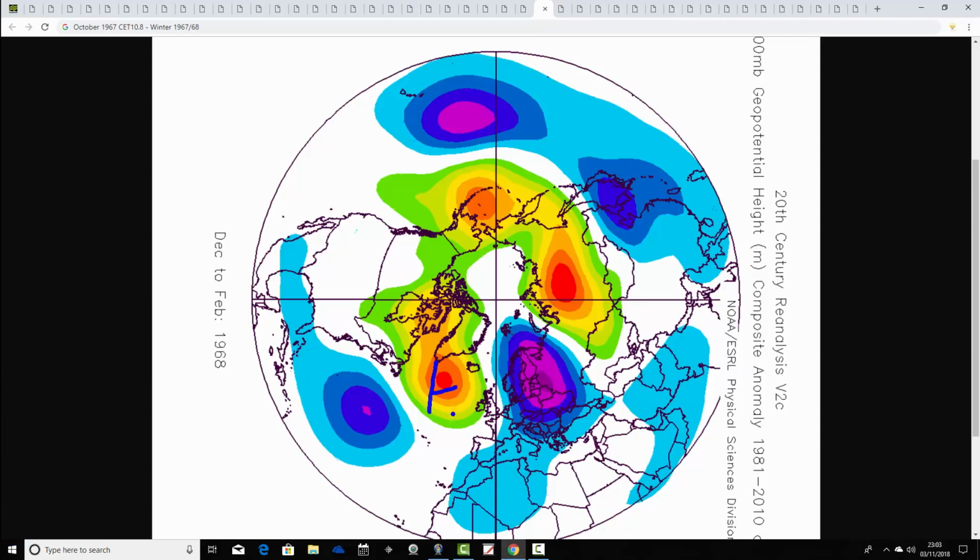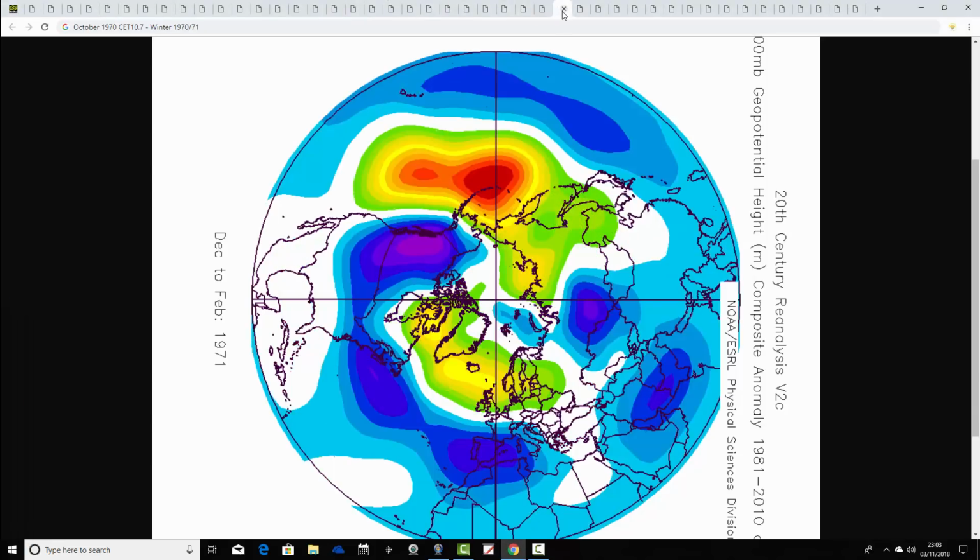Above average heights out to the west and below average heights over to the east. Quite a lot of northerly winds in the winter of 67-68, and it has a fairly cold January too. Then we're up to October 1970, CET 10.7, winter of 70-71. Again, the above average heights to the north, the below average heights to the south. This again has quite a cold Christmas.